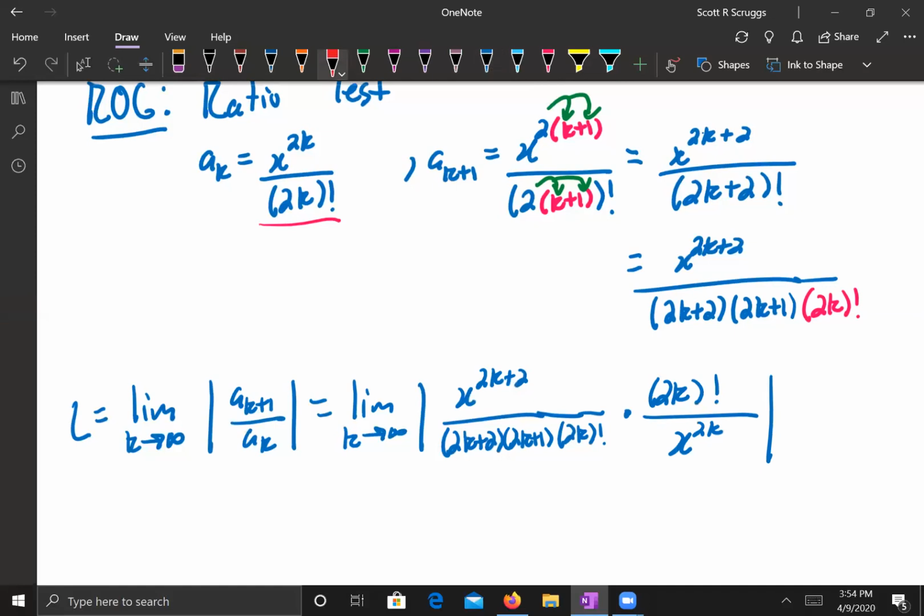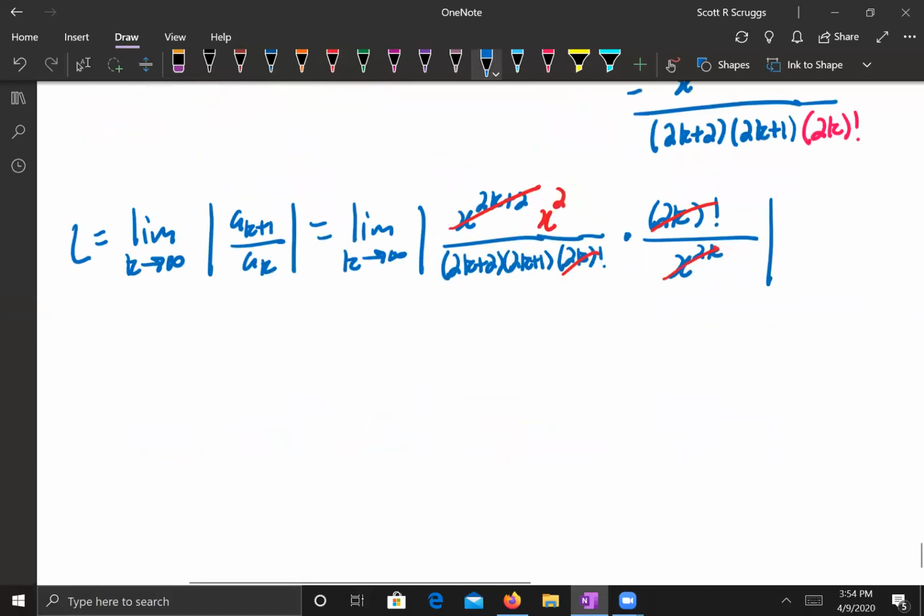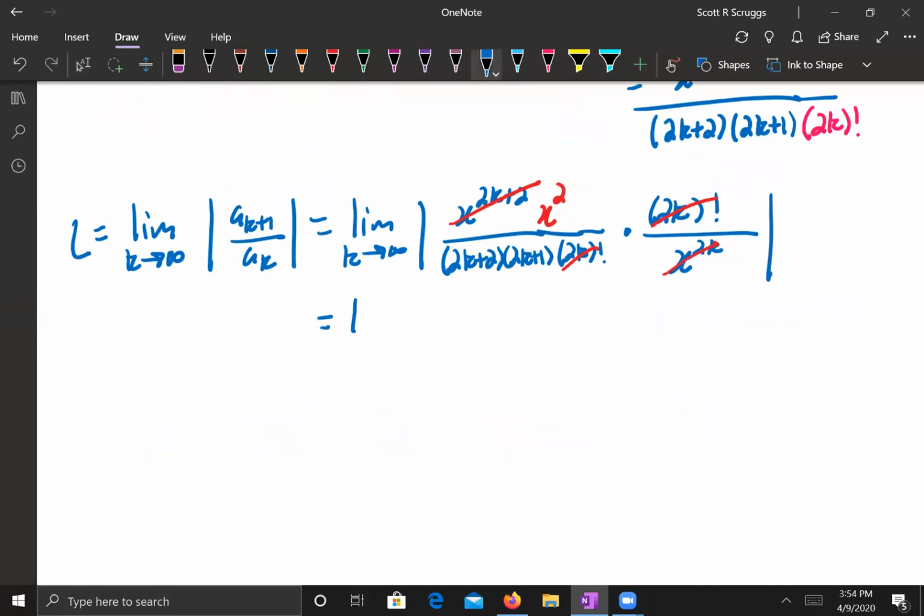Time to cross out and simplify. There goes our 2k factorials. And I get rid of the x to the 2k power, and I'm just left with that x squared in the numerator. Which means after cleaning up, I have the limit as k goes to infinity of the absolute value of x squared times 1 over (2k plus 2) times (2k plus 1).